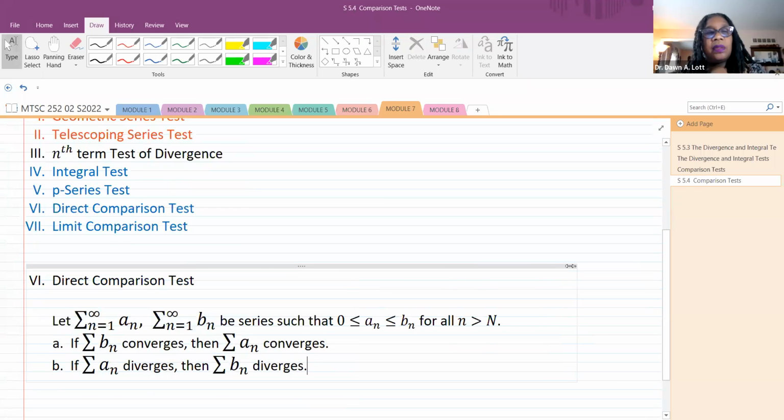Okay, so here's the direct comparison test. I have 2 series, summation AN and summation BN. They're both series. It is always true after a particular point in the series that the BN term is always greater than the AN term, which is always greater than 0. So if the summation BN, which is the larger series, converges, then the summation AN, which is the smaller series, converges. If the summation AN, which is the smaller series, diverges, then obviously a series bigger than that, the summation of BN, will also diverge. Okay, any questions about the verbiage?